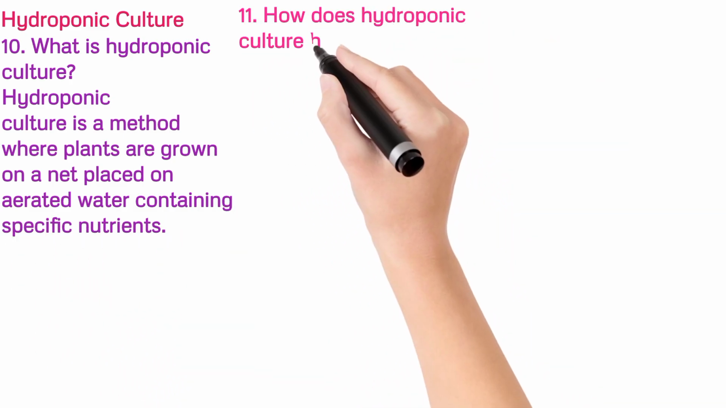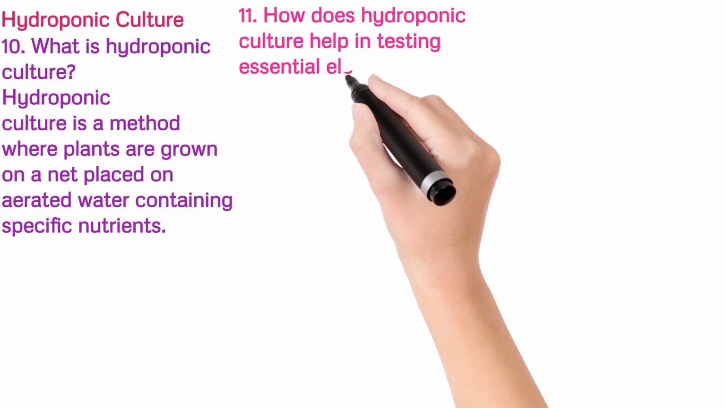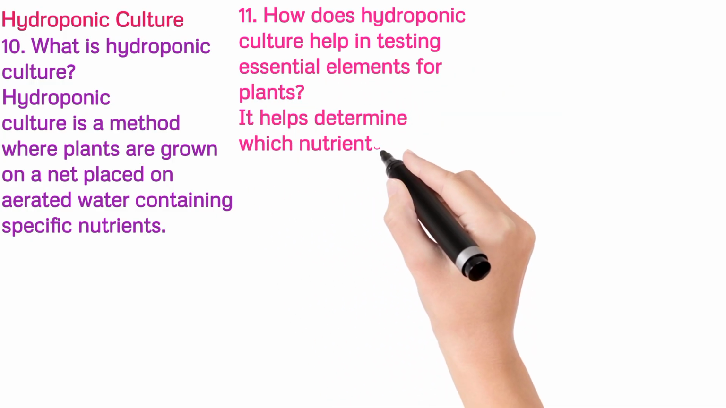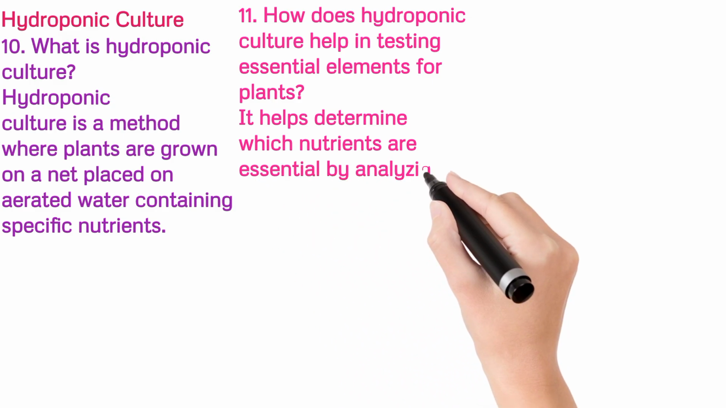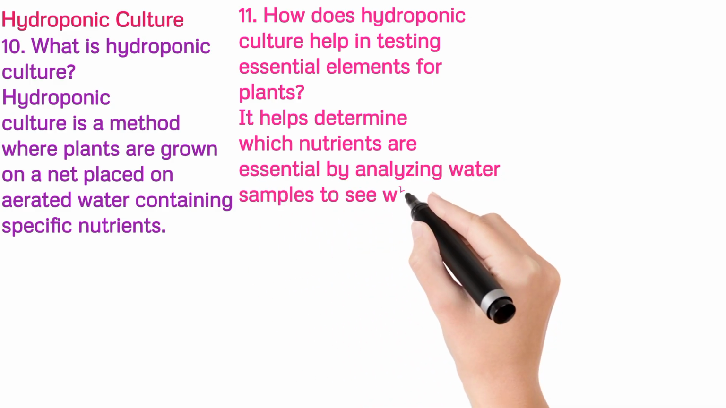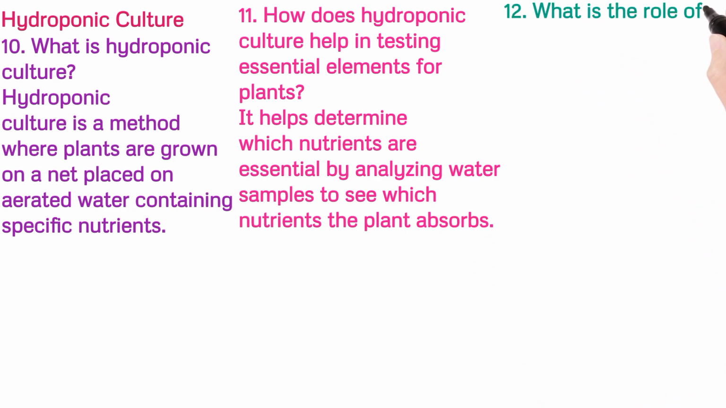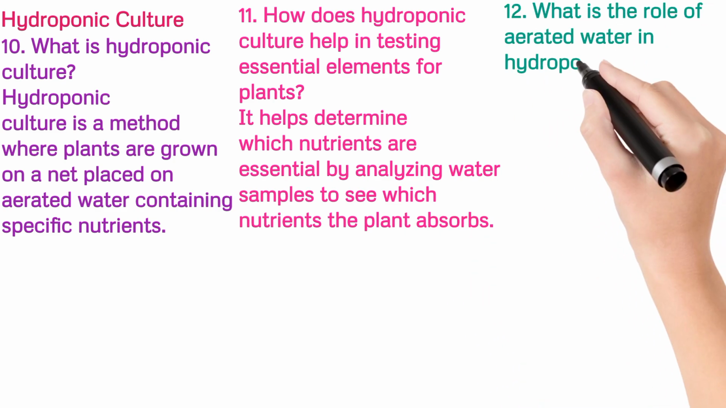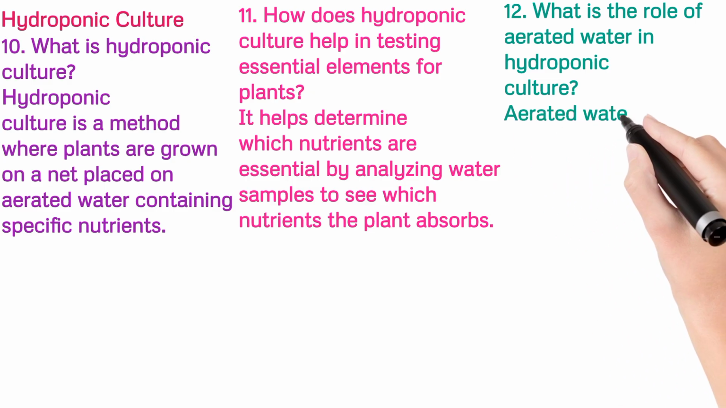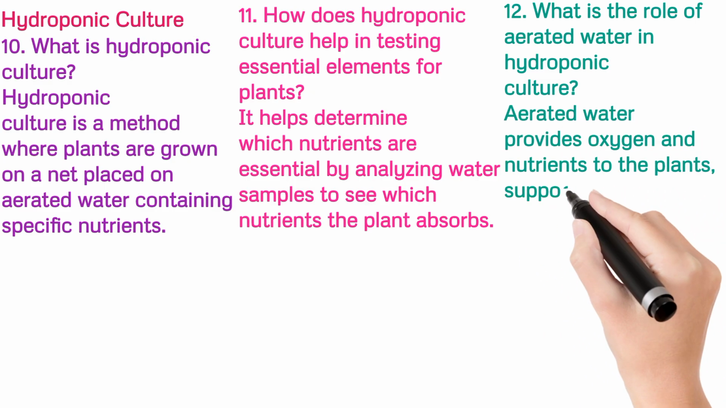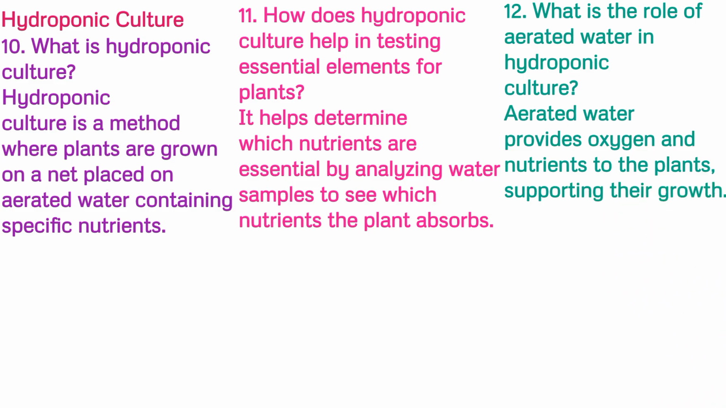11. How does hydroponic culture help in testing essential elements for plants? It helps determine which nutrients are essential by analyzing water samples to see which nutrients the plant absorbs. 12. What is the role of aerated water in hydroponic culture? Aerated water provides oxygen and nutrients to the plants, supporting their growth.